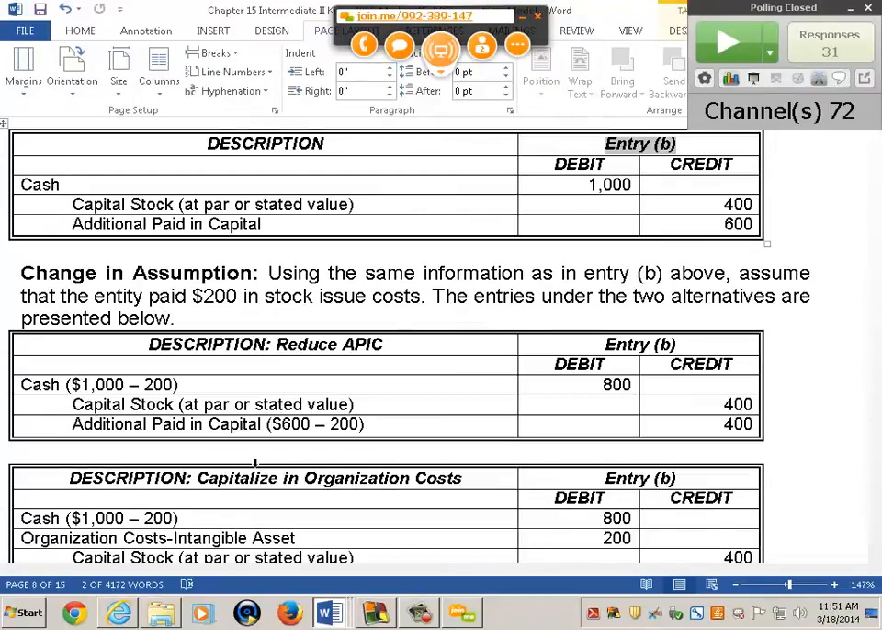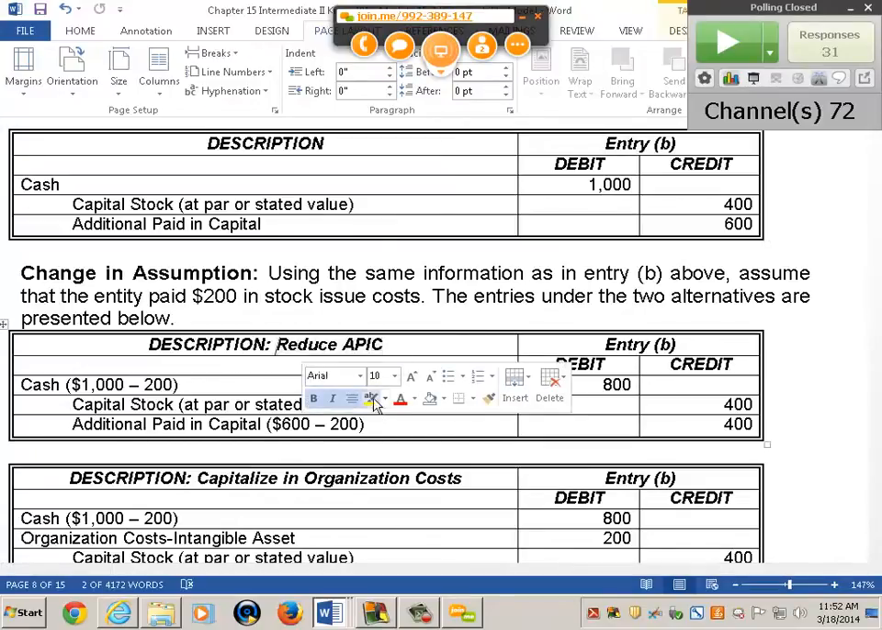That 200 reduces the proceeds, and the question is, how do you handle the stock issue cost? The stock issue cost can be treated either as a reduction of additional paid in capital, which is the most common approach. Or we can create the intangible if this is a startup enterprise. So let's take a look at the first case, entry B, with the stock issue cost that we're going to use to reduce additional paid in capital.